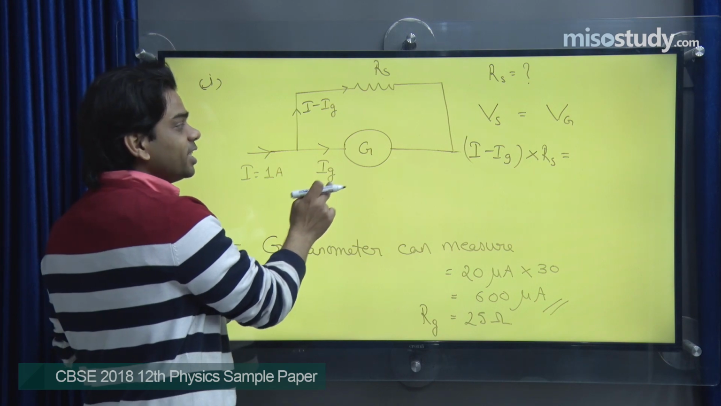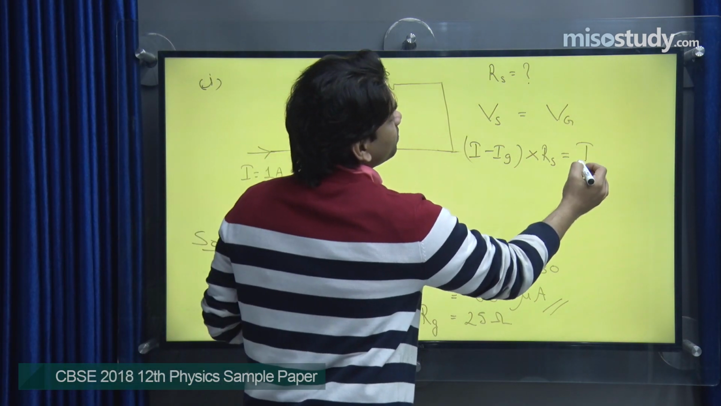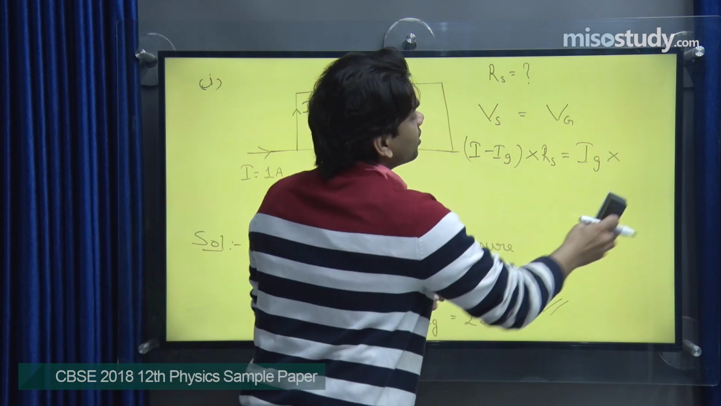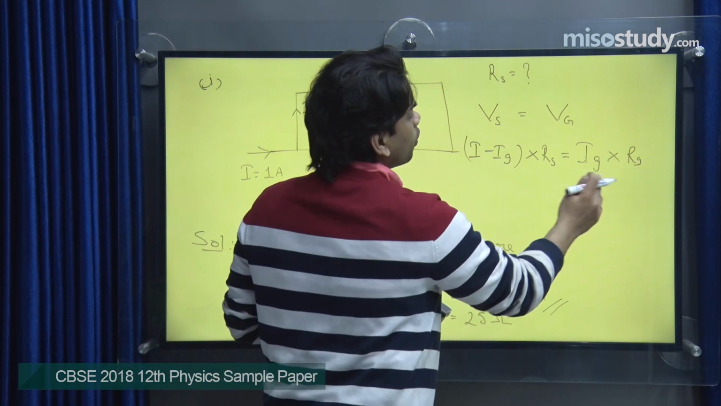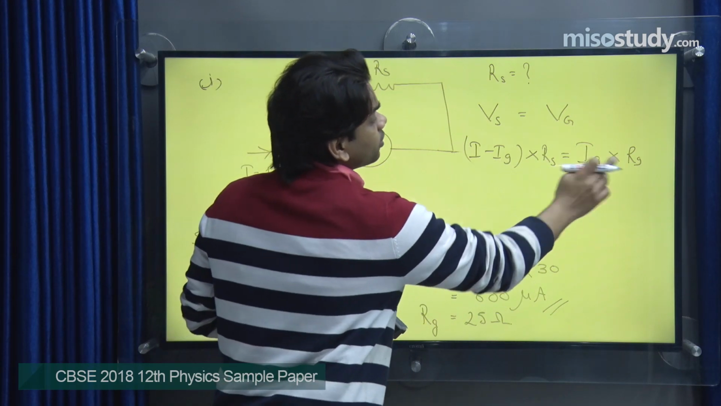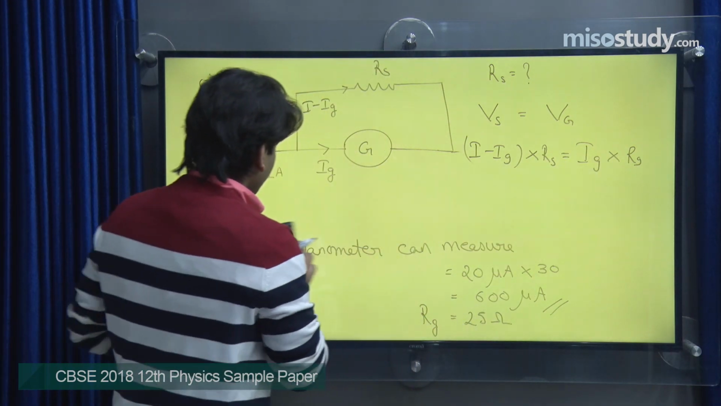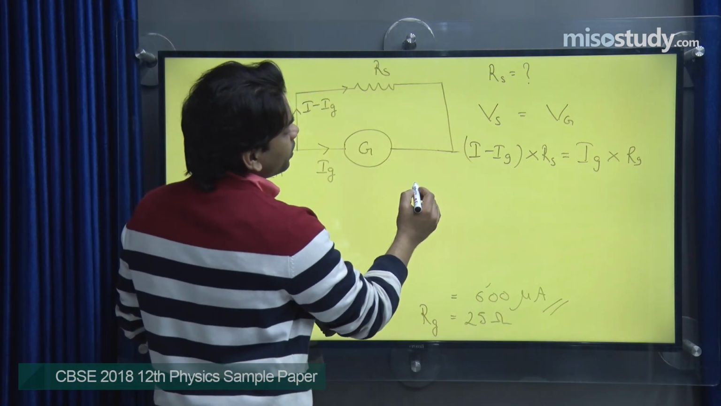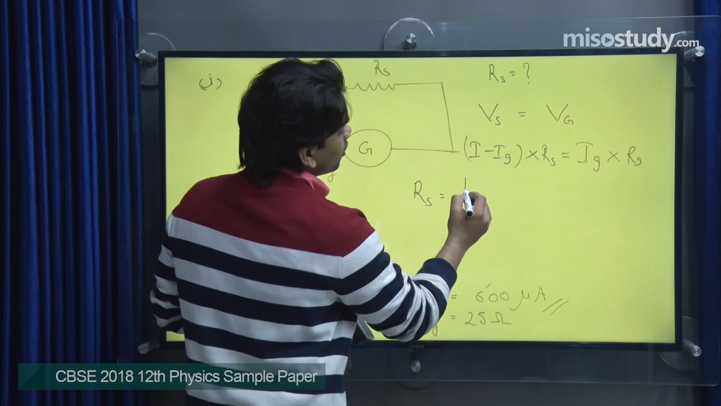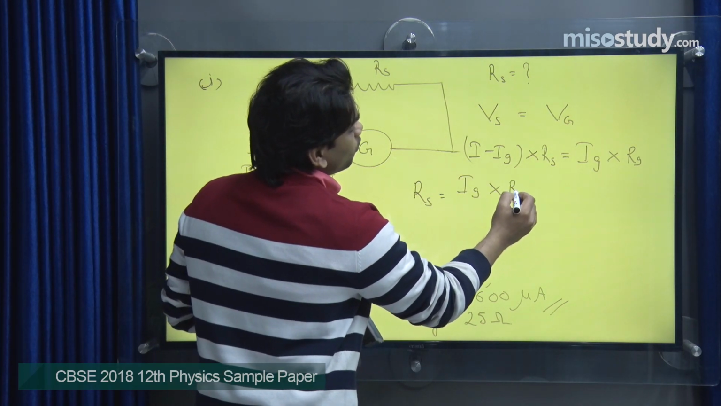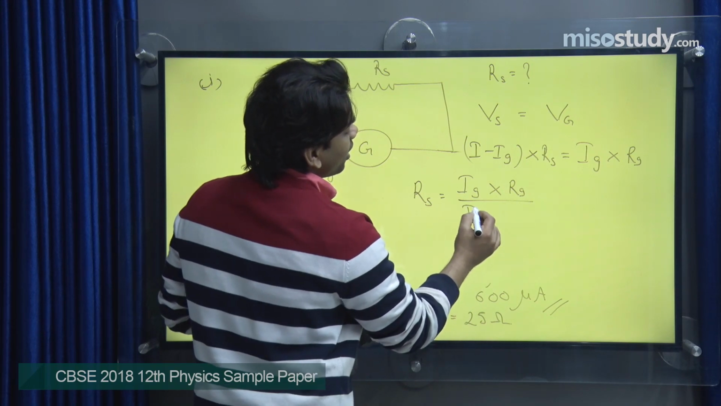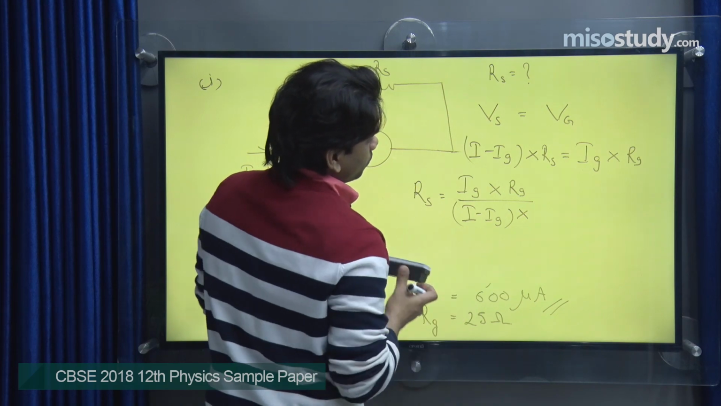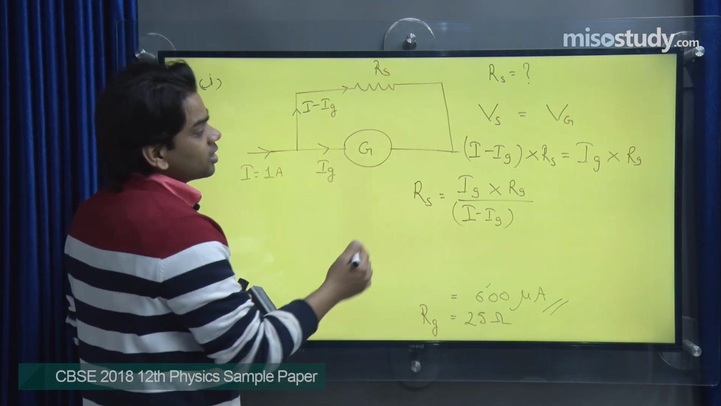Now across this, Ig into galvanometer resistance, this I am writing as Rg. Now you have all the values, you know Ig, you know I, you know Rg, you want to calculate Rs. Let's substitute all the values. Shunt resistance Rs is equal to Ig into Rg divided by (I minus Ig). That's it, we are done. Substitute all the values.